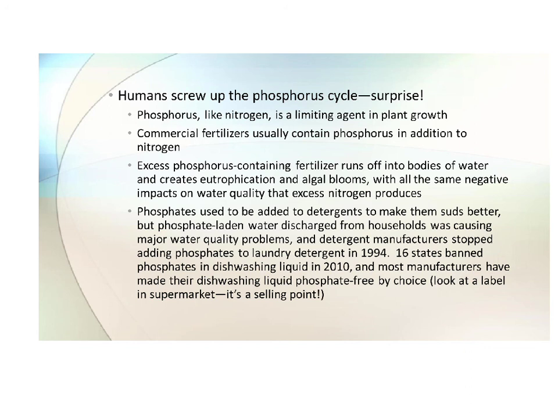Just a note on phosphates. Phosphates used to be added to detergents, specifically laundry detergents, to help them make suds and clean better. But the phosphate-rich water that was discharged from household washing machines was causing huge algal blooms in the mid part of the century and into the 70s. So detergent manufacturers stopped adding phosphates to laundry detergent in 1994.